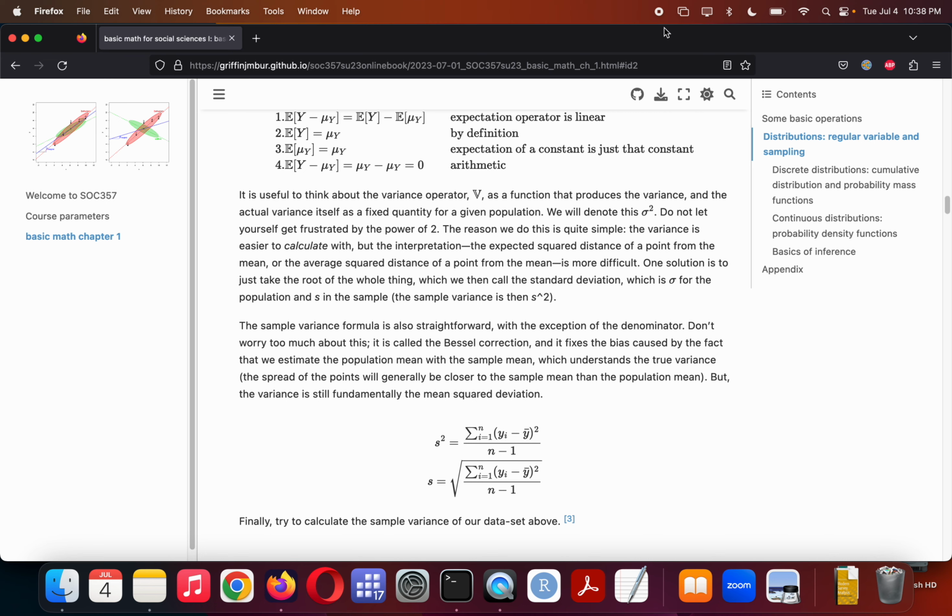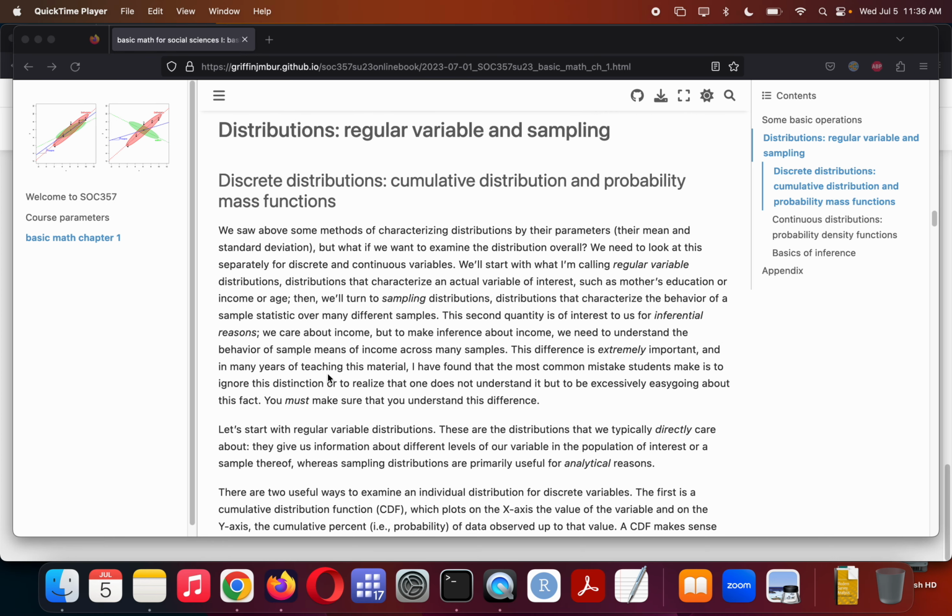We are going to begin with what are called regular variable distributions, or that's my term for them. The distinction is widely acknowledged, but sometimes people don't give very clear terms for these things. So at the risk of introducing more jargon, I'm going to say that regular variable distributions are distributions of variables that we care about in themselves because we're interested in those properties. So a regular variable distribution might be something like the distribution of education or income or something like that.